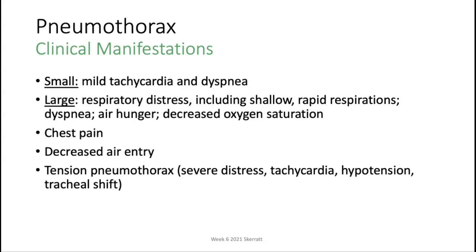So what are the clinical manifestations? Well, if it's a small pneumothorax, you may get some mild shortness of breath and some tachycardia. If it's a large pneumothorax, typically patients are going to be in quite severe respiratory distress, with shallow rapid respirations, dyspnea, air hunger, and decreased oxygen saturation. Obviously, there'll be decreased air entry to the affected lung. There may be some chest pain, and if there's a tension pneumothorax, you will see this tracheal shift.